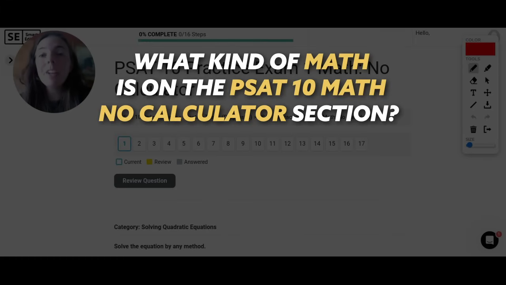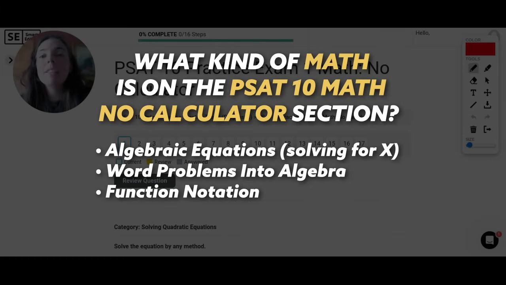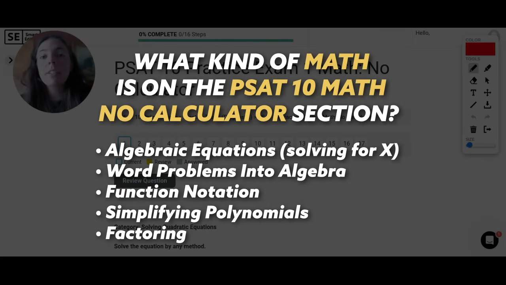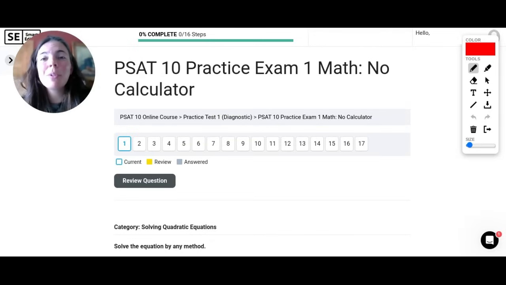So a lot of what I notice coming up is algebraic equations, having to solve for a variable, taking an algebraic equation. Sometimes you're given those formula type questions with a lot of variables and having to get one variable by itself. Also translating from a word problem to algebra, being able to figure out how to write a word problem and turn it into math. Okay, so that's really important.